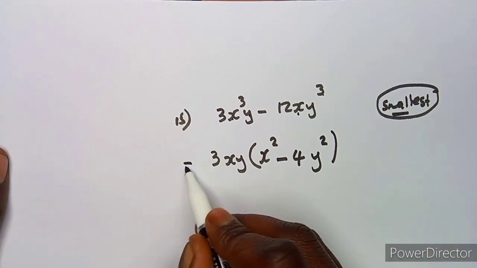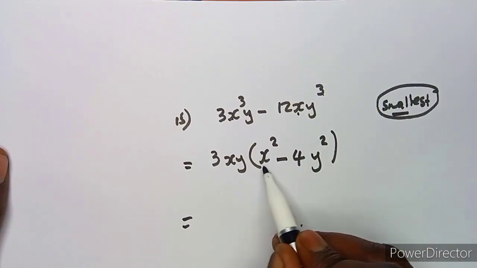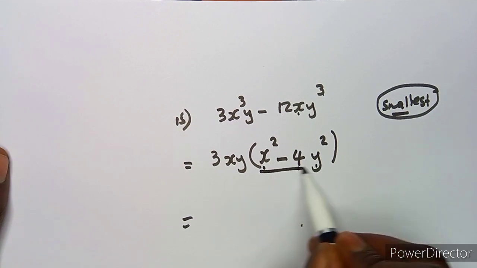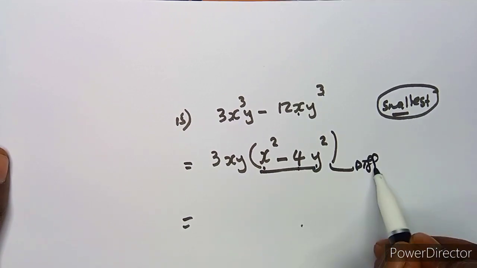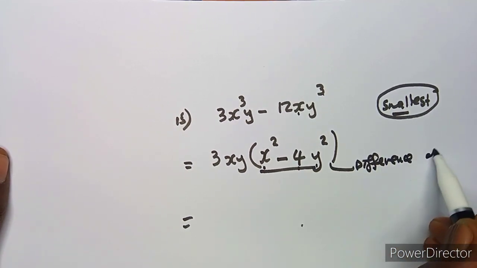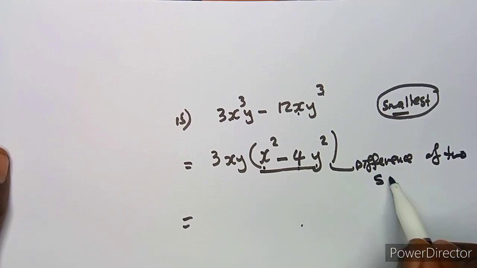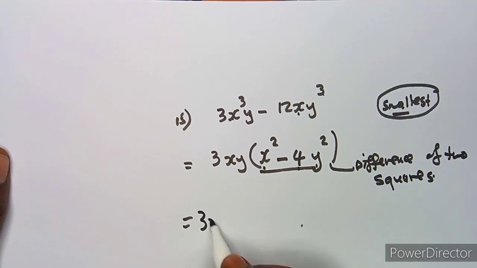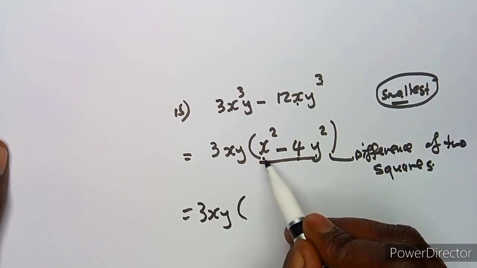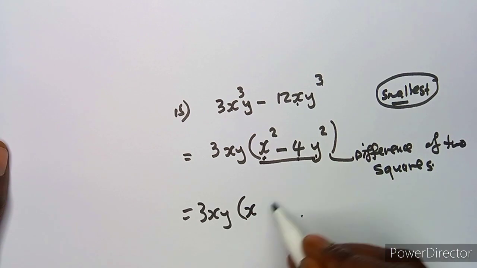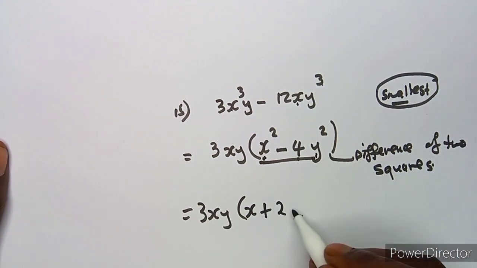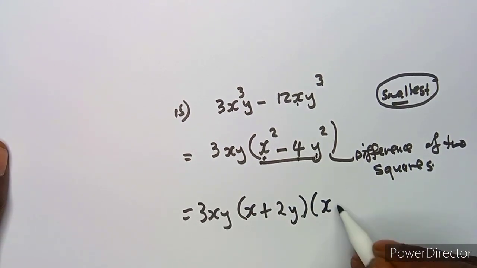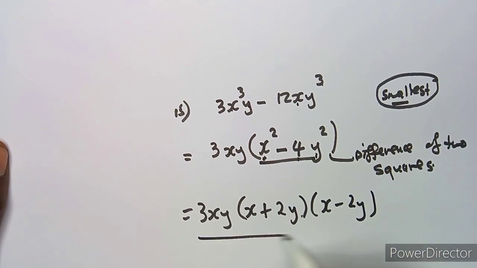Okay, so that's it, guys. But we can't leave this answer because these are perfect squares, which means this is a difference of 2 squares. So you've got a difference of 2 squares here. So remember, guys, from your difference of 2 squares, what you're going to obtain is the square root of this, which is x, square root of 4, which is 2, square root of y squared, which is y. One bracket is going to add the square roots and one is going to subtract the square roots.